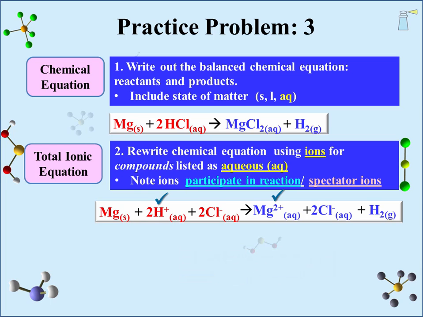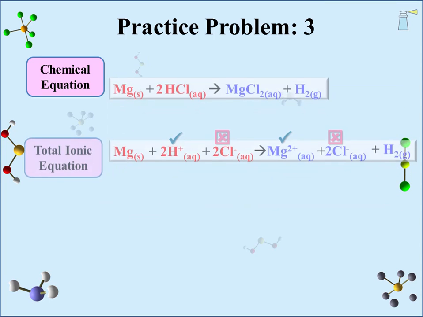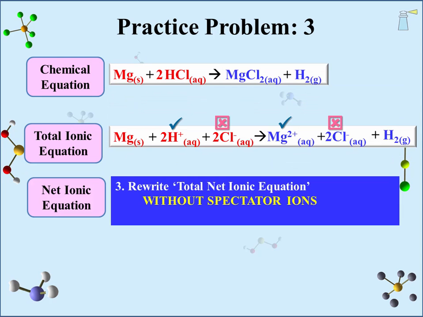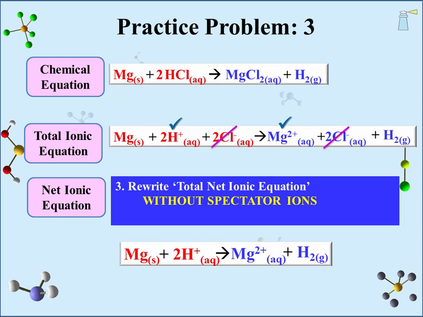As for spectators, there is a chloride ion on the reactant side, and on the product side, it is unchanged and therefore denoted as spectator. With these two equations, we are ready to generate the net ionic equation by rewriting the total ionic equation without the spectator ions. The chloride ion is removed, giving a net ionic equation of solid magnesium reacts with aqueous hydrogen ion, producing magnesium ion and hydrogen gas.